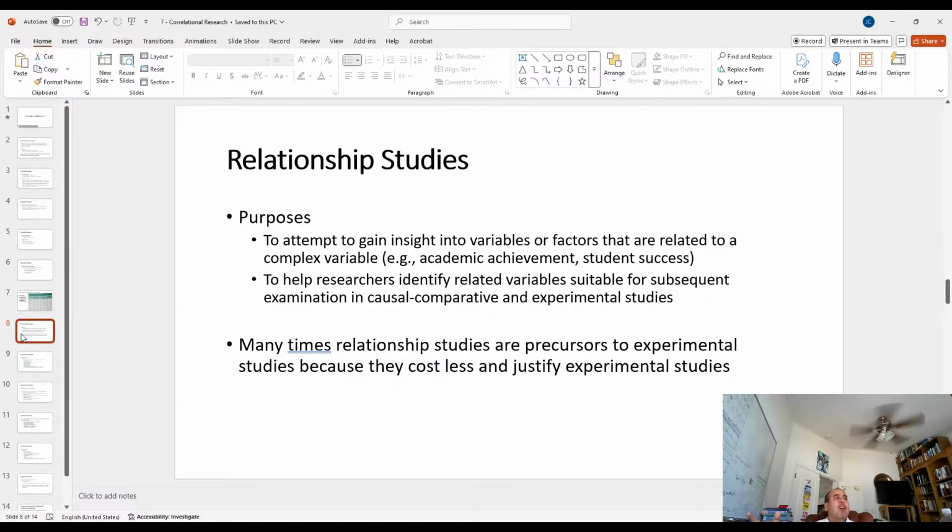Okay. And also to help researchers identify related variables that are suitable for examination, or to start causal comparative or experimental studies. Many times relationship studies are precursors to experimental studies, as I said earlier, and people do the relationship studies because they cost less time, less money, and it's a good justification to say, hey, we know that there's a relationship. Now let's go ahead and develop the more elaborate, the more costly experimental study to make sure that what we're finding here is truly going to help us improve our school.